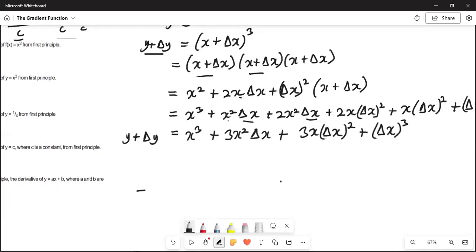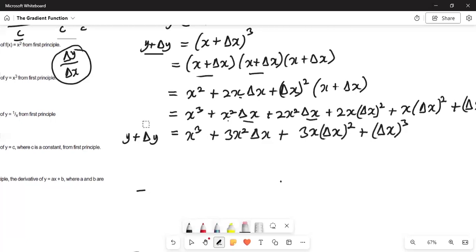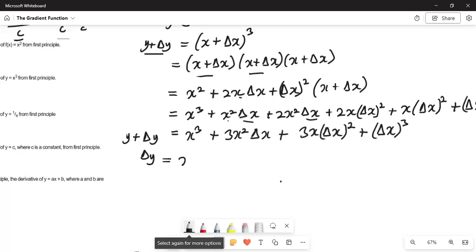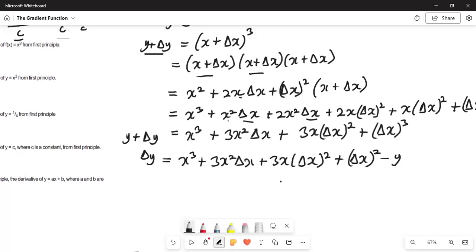Because I said earlier that to take the derivative from first principle, when the function is y equal to something like this, your goal is to try and express delta y over delta x. So we are trying to arrive at this. In that case, I want to make delta y the subject of this equation, and I'll do that by moving y to the other side. So my delta y becomes x cubed plus 3x squared delta x plus 3x delta x squared plus delta x cubed minus y. This y here, just move it across the equality. It is plus y here, but when it crosses equality, it becomes minus y.